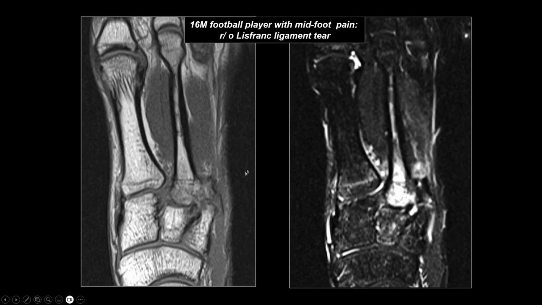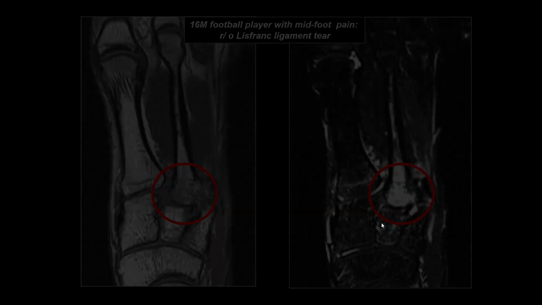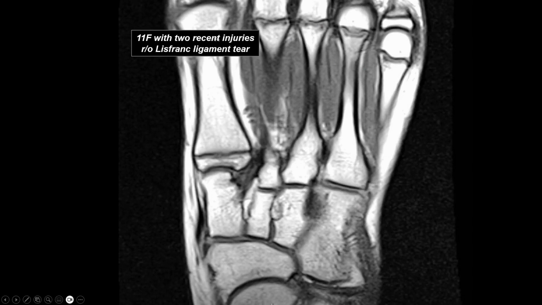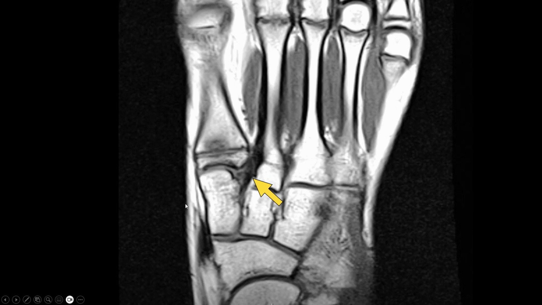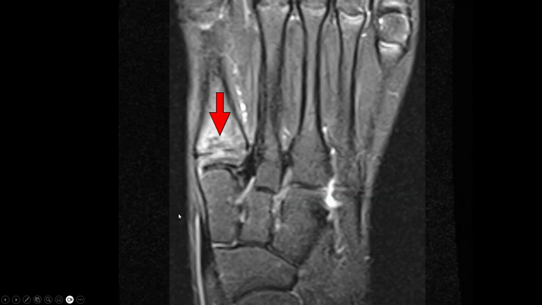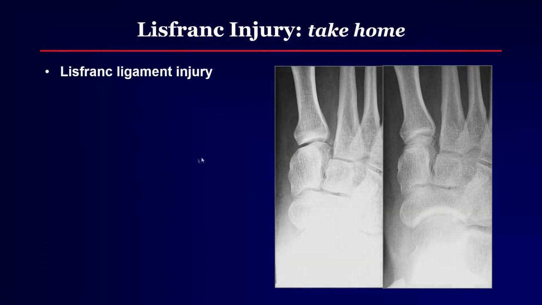All right. Couple of interesting cases. This is a football player, midfoot pain, got to be a Lisfranc injury, right? Well, Lisfranc actually looked good. This was just a bone injury of the second metatarsal. It's kind of weird. But the good news was the Lisfranc was fine. 11-year-old, two recent injuries, tender right there. Guess what? Lisfranc looked great, but she had a little physeal injury in her first metatarsal. So kind of show and tell cases, but not everything that smells like a Lisfranc is a Lisfranc.